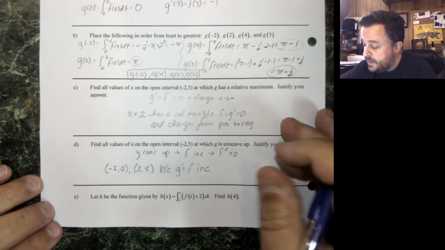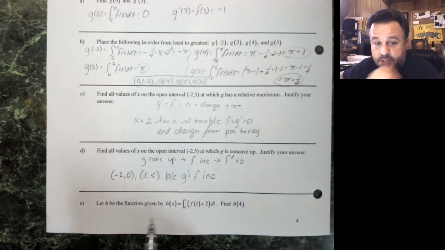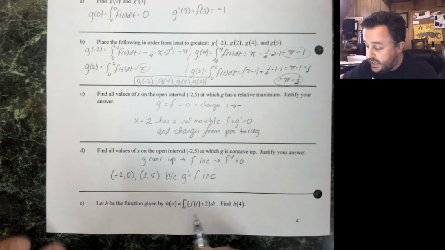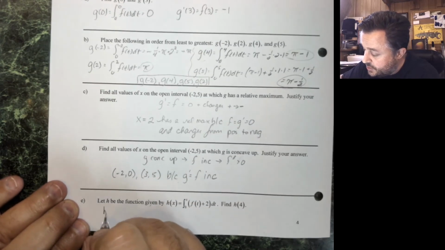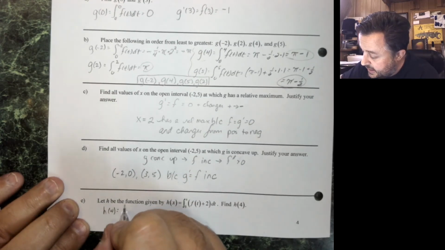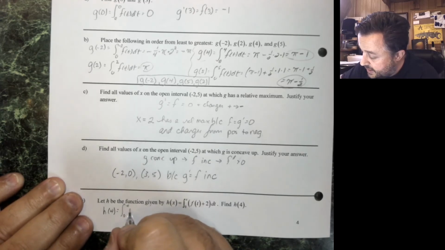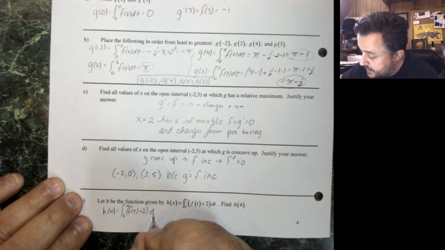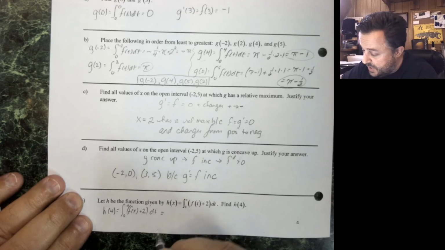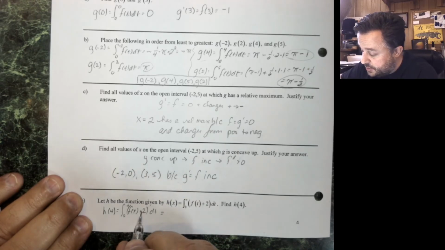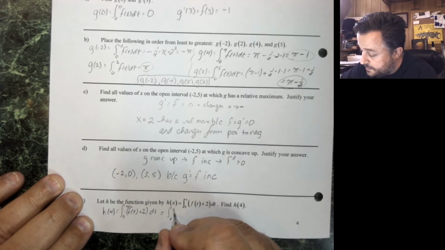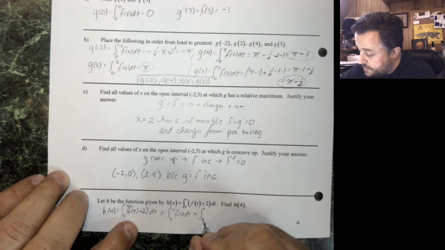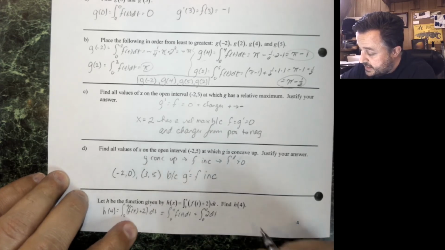Okay. And then part E, let h be the function given by h of x is equal to the integral from 0 to x of f of t plus 2. Find h of 4. So h of 4 is going to be the integral from 0 to 4 of f of t plus 2 dt. Well, by the addition property, that would be the integral from 0 to 4 of f of t dt plus the integral from 0 to 4 of 2 dt.